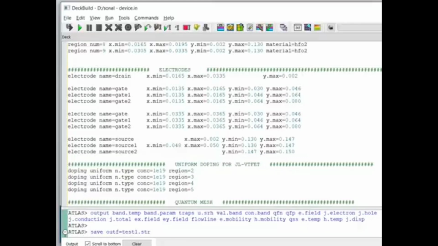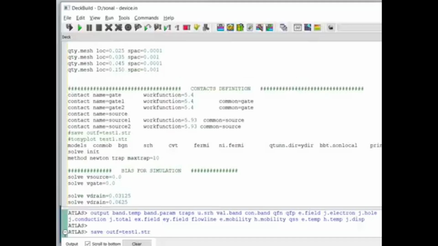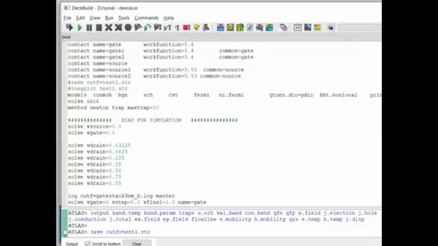Next is the uniform doping of the junction, local. Next we have to apply the voltage. You can use solve init and solve prev, and the method Newton and trap. We have mentioned the maximum trap as 10. V source is 0 volt and V gate is 0 volt when the device is in the off state. When the device is in the off state, we are applying the drain voltage from 0 to 1 volt.